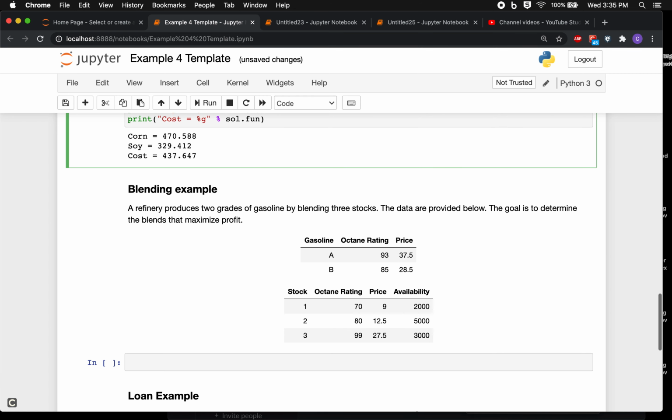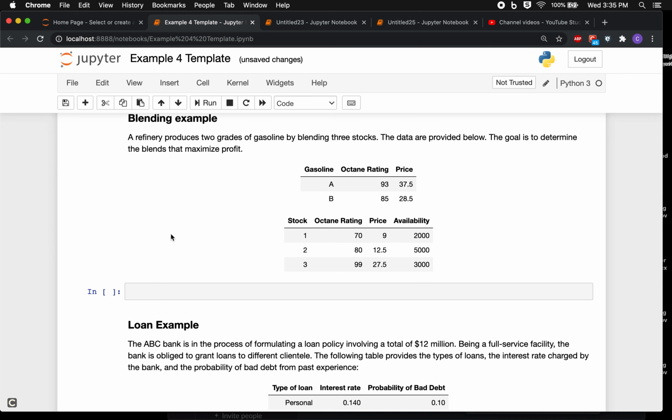All right, problem number 3. So this is a blending example. This is actually a classic problem in optimization. It was one of the first commercial uses of optimization. So the idea here is we have 3 stocks of gasoline, so 1, 2, 3, with an octane rating of 70, 80, and 99. We have different availabilities for it. They have different prices, and we want to blend these together so we get 2 different kinds of gasoline.